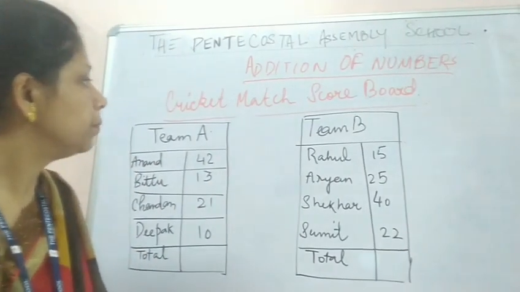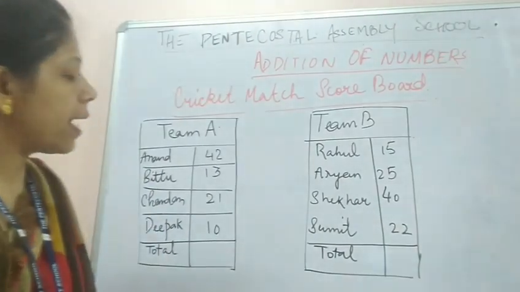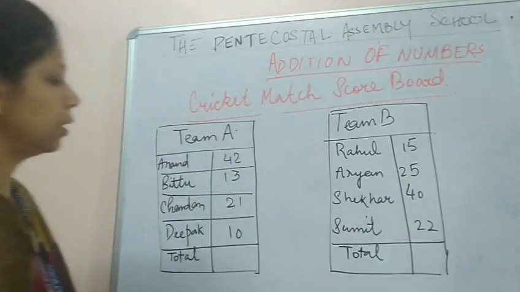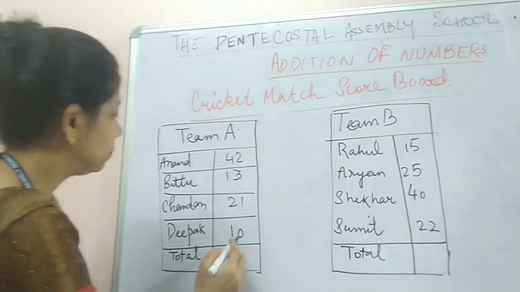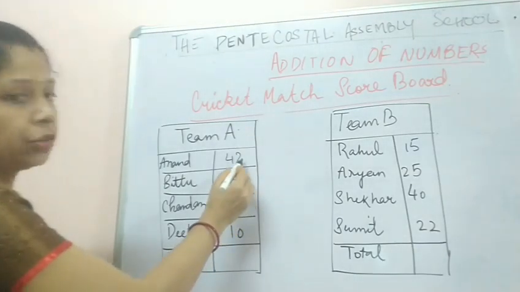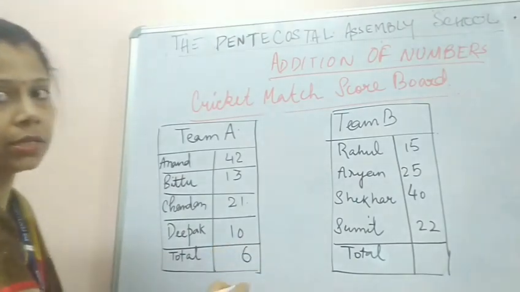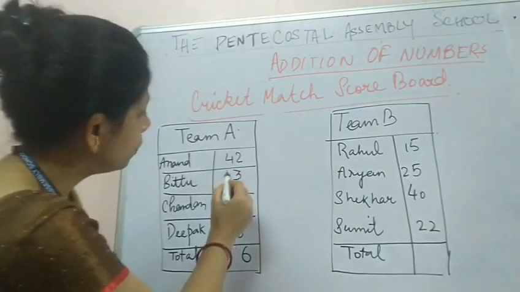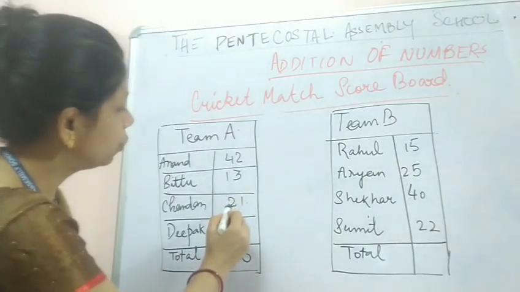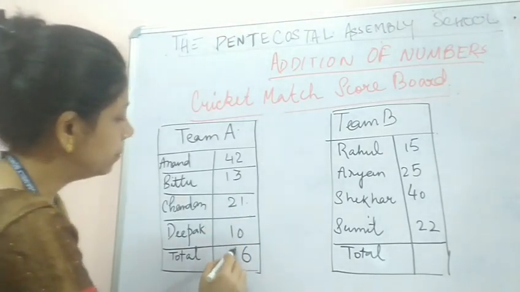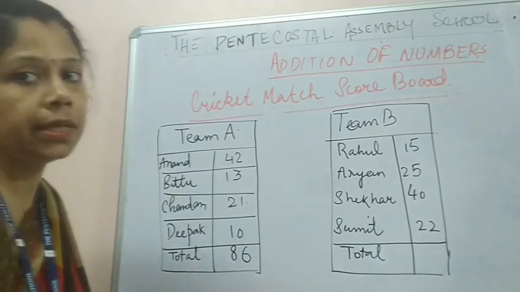So let us add for team A. So it is 3 plus 2, 5. 5 plus 1, 6. 6 plus 0 is 6. Then 4 plus 1, 5. 5 plus 2, 7. 7 plus 1, 8. So the score is 86.